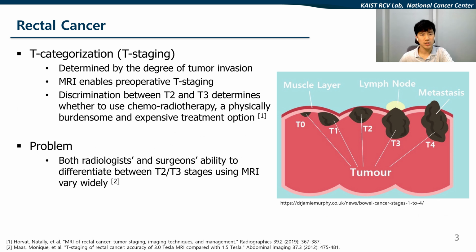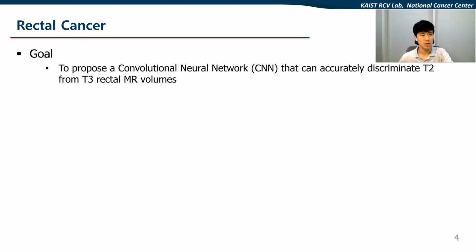T categorization quantizes the severity of rectal cancer by the degree of the tumor invasion into the rectal wall. Among other tasks, the discrimination between T2 and T3 staging is arguably the most challenging yet clinically significant task, since it determines whether to use chemo-radiotherapy on a patient, a physically burdensome and costly treatment option. Therefore, in this study, we propose a network to accurately discriminate T2 from T3 stage rectal MRI volumes.